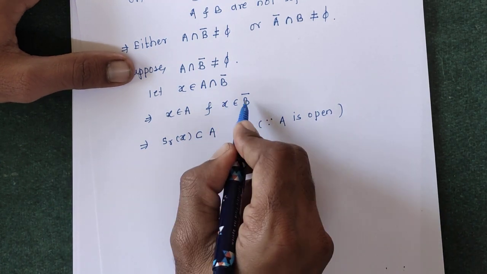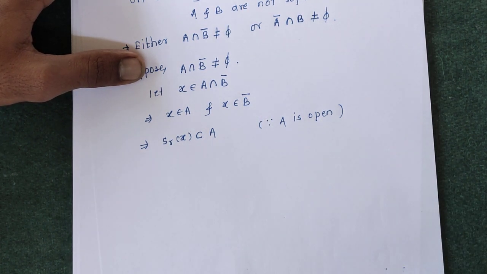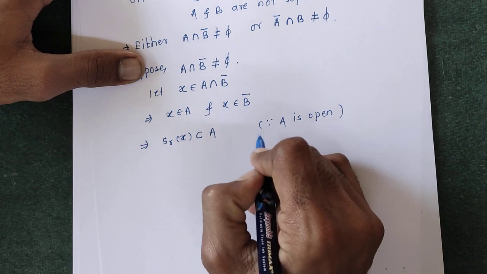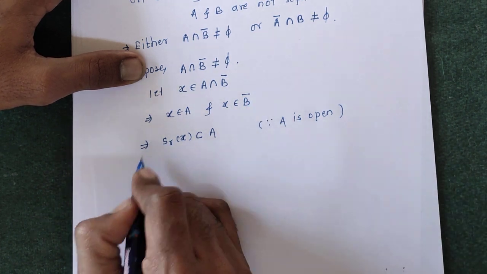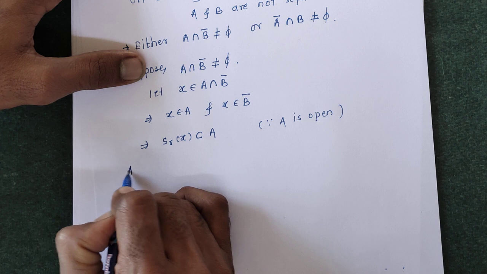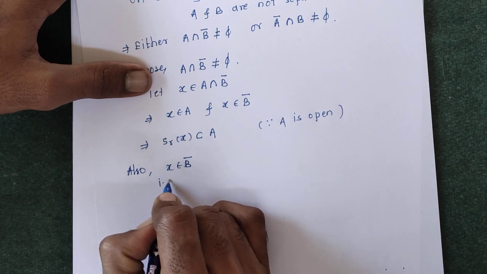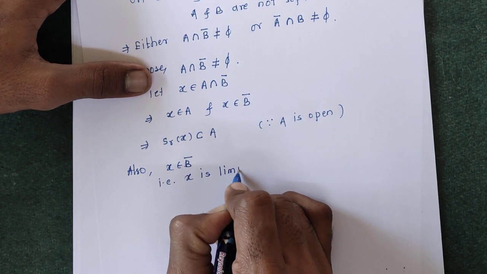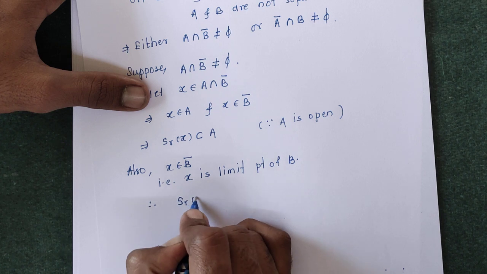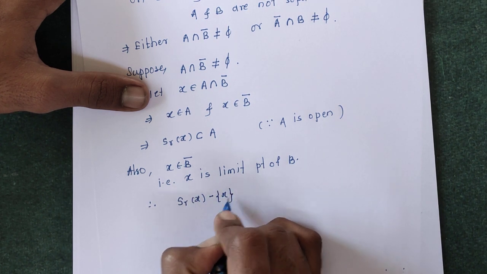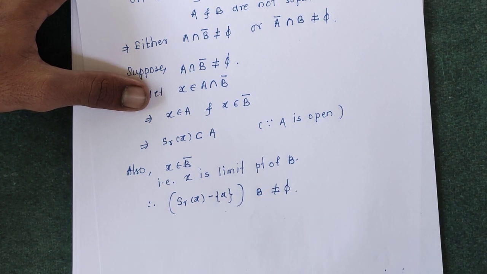Also x belongs to B closure. So by definition of closure, x is a limit point of B. B closure is defined as the set of all limit points of B. So x belongs to B closure means x is a limit point of B. Therefore we can write S_r of x minus singleton x, intersection with B, is non-empty.